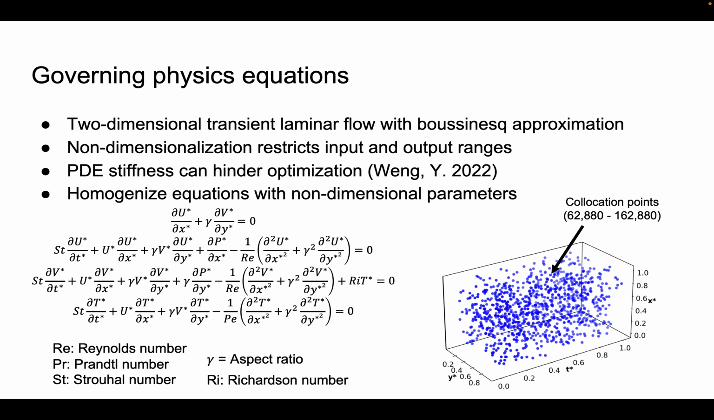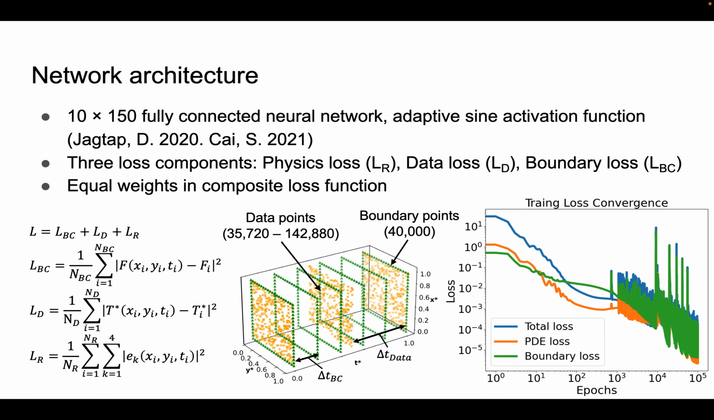And so these PDE equations are used to calculate the PDE loss, and those are calculated at what we call collocation points as seen here. So we basically take a random sample of points within this 3D domain and calculate the PDE losses at these points. So for the network architecture, we're using a 10 by 150 fully connected neural network with adaptive sine activation functions, which we've seen from prior literature review that these worked pretty well, so that's where we're implementing these.